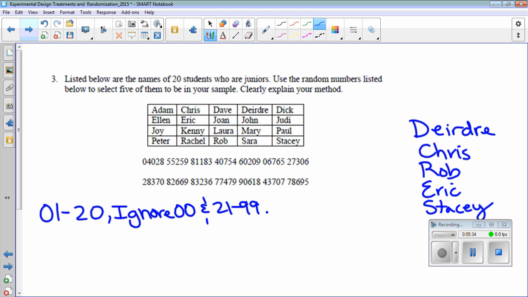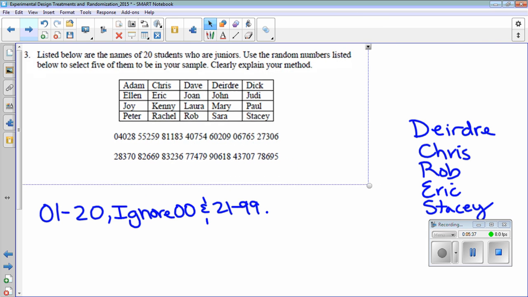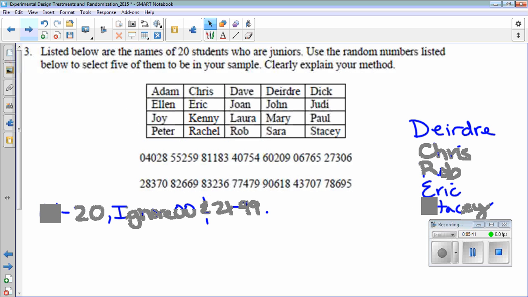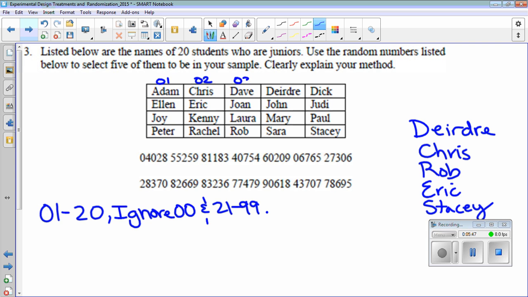What I'm going to do is put those numbers in the boxes themselves. Let me just try to get this so I can do that. I'm going to say that Adam was 01, Chris was 02, and so forth. Are we okay with what I'm doing? So 06, 07, 08, 09, 10, 11, 12, 13. Yes, love?